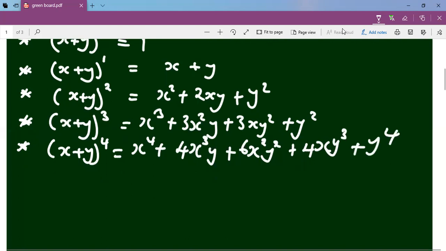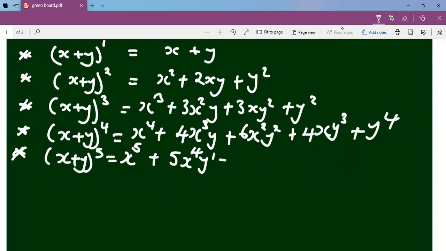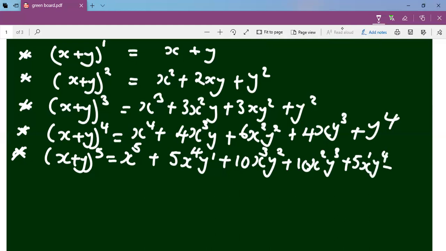Okay, maybe we try to put the last one. Let's say we have x plus y to the power 5. It means we'll start with x to the power 5. I hope we are able to observe the pattern. So x to the power 5 plus 5 x to the power 4, y will have power 1, plus 10 x to the power 3, y will have power 2, plus another 10 x to the power 2, y will have power 3, plus 5 x to the power 1, y will have power 4, plus y to the power 5. That is how you can expand.